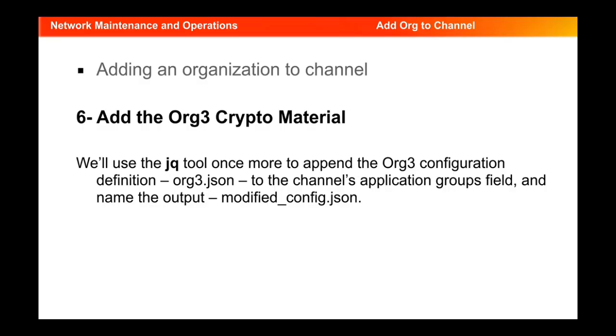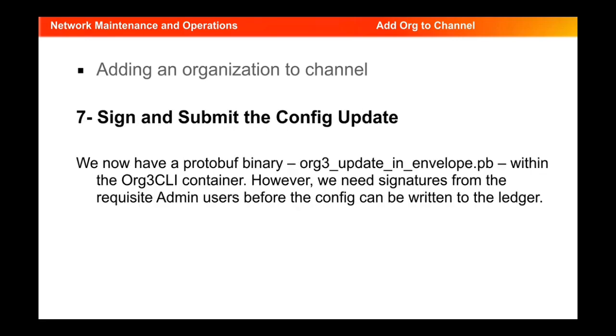So this org3.json is used. We will append this to the channel application group field, and the name of the output, meaning the file which is generated after this, is modified_config.json. So we are going to see all these file modifications in action in the lab section.